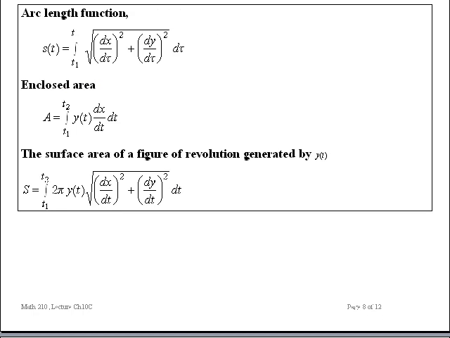And here's an expression for the arc length function. It's the integral from t1 to t, again writing everything in terms of the parameter t, of the square root of the time derivative of x squared plus the time derivative of y squared. The enclosed area for the times t1 to t2, that means the area that's swept out from t1 to t2, is the integral of y of t times the first derivative of x times dt. And here's an expression for the surface area for a figure of revolution if it's generated by some parametric y of t.